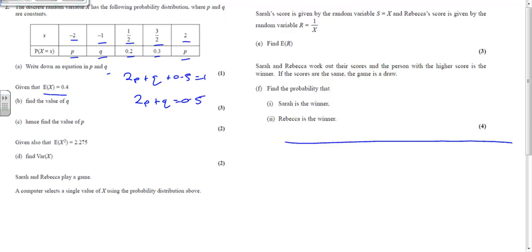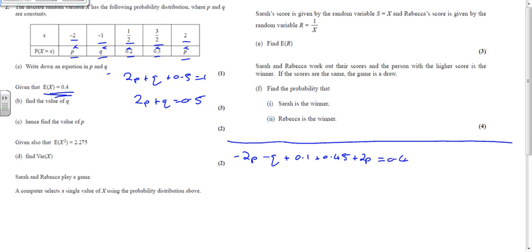For part B, we have got minus 2P minus Q. A half times 0.2 is going to be plus 0.1. You've got 0.3 times 3 over 2, which is 0.45. Then you've got plus 2P. And that's how you find the expected value of X. So this times this, this times this, this times this, then add them all together. And we're told that it equals 0.4.